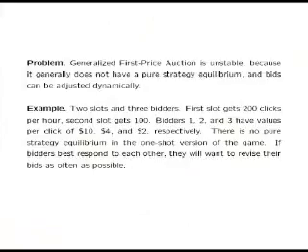You ask people how much they're willing to pay. You rank them in the order of their bids, and then you charge them whatever they said they were willing to pay. So it seems to make sense, except that there is a problem. And the problem is that the generalized first price auction is unstable. It's unstable in the sense that it does not have a pure strategy equilibrium, and bids can be adjusted dynamically.